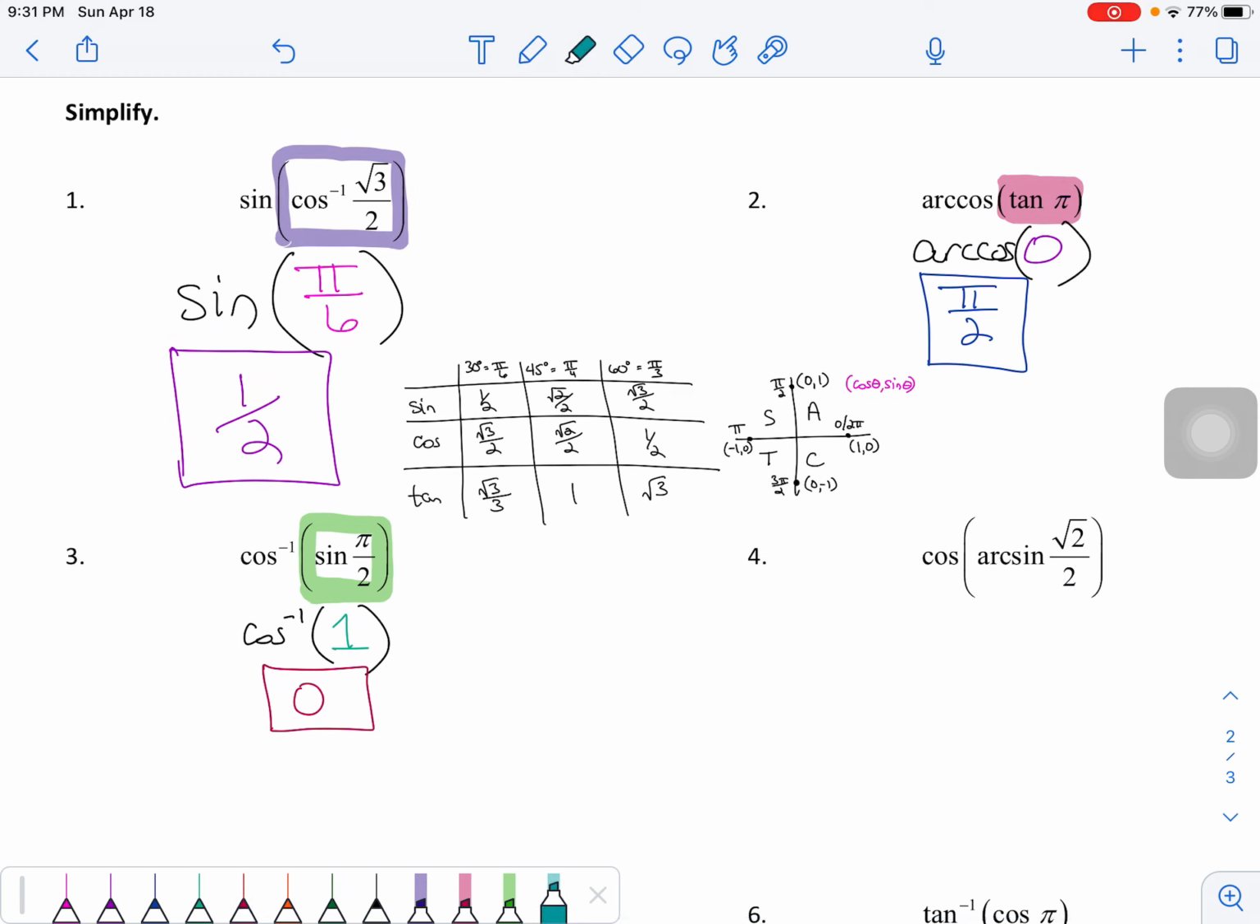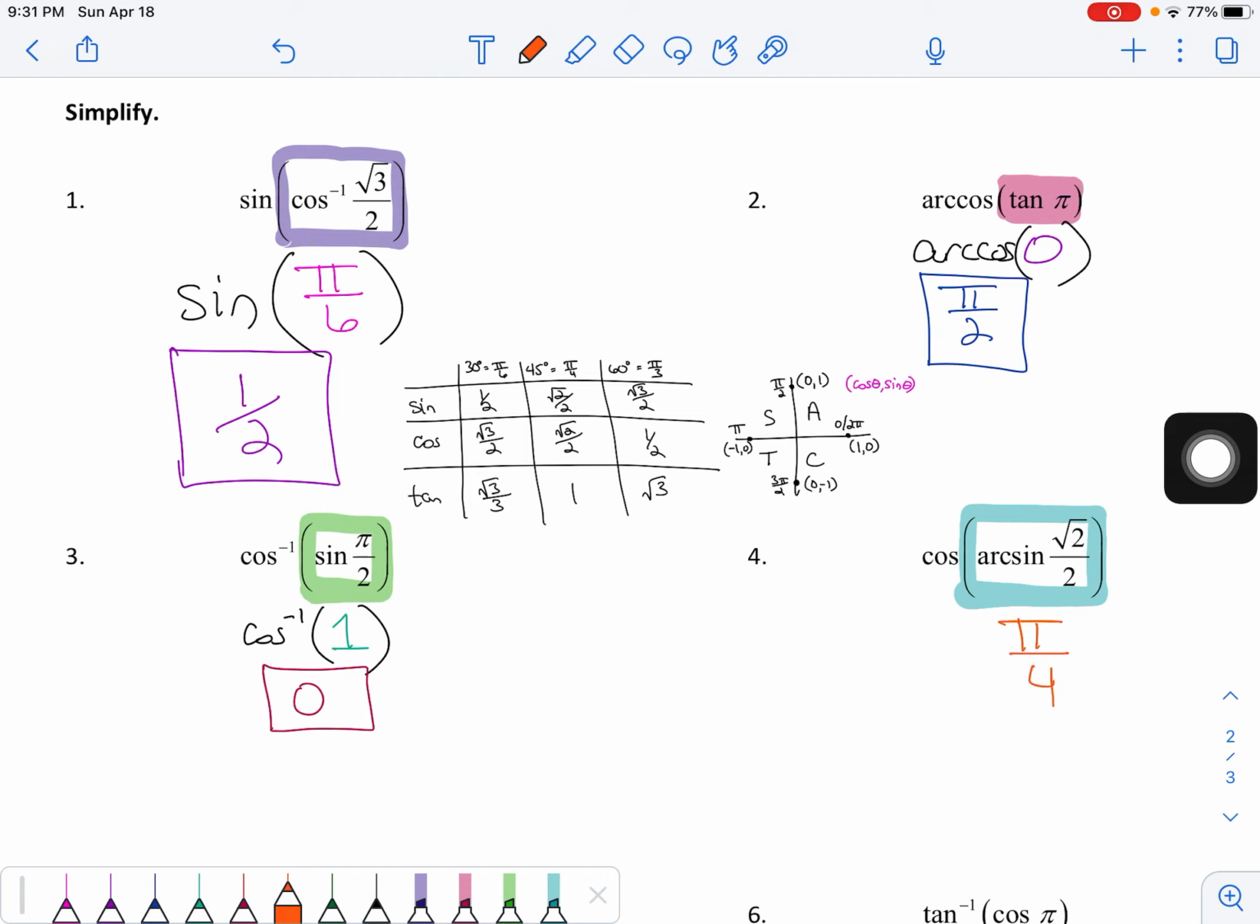All right, number 4. I want to start with the arc sine of root 2 over 2. I keep saying pi over 2, it's actually root 2 over 2. I'm going to say the right thing eventually. So inverse sine, at what radian measure is sine equal to root 2 over 2? I'm going to go to sine, find root 2 over 2, and that radian measure is pi over 4.